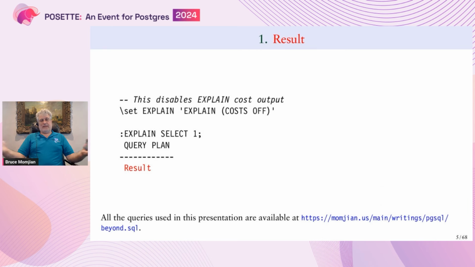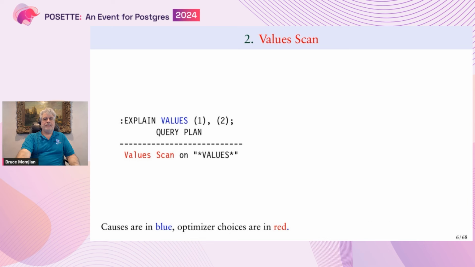So let's start with the simplest one. The simplest one is a result node. It's basically just returning a constant. Not a whole lot of fancy things we can talk about here. One thing I do want to highlight, though, is there is a link here at the bottom. All of the SQL you're going to see today is in that SQL file. If you download the slides or you go to that URL, you can actually run this presentation and watch all of the output that you're seeing today.